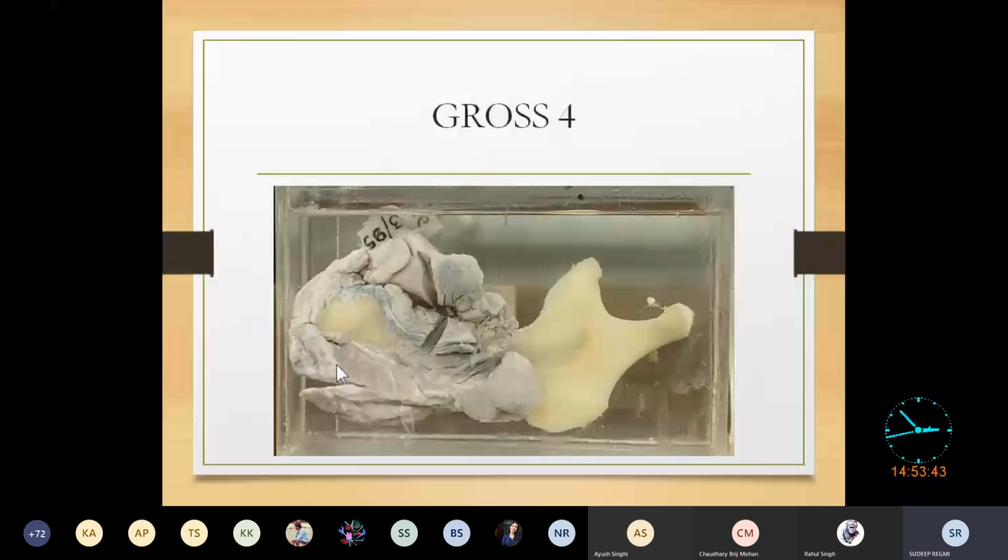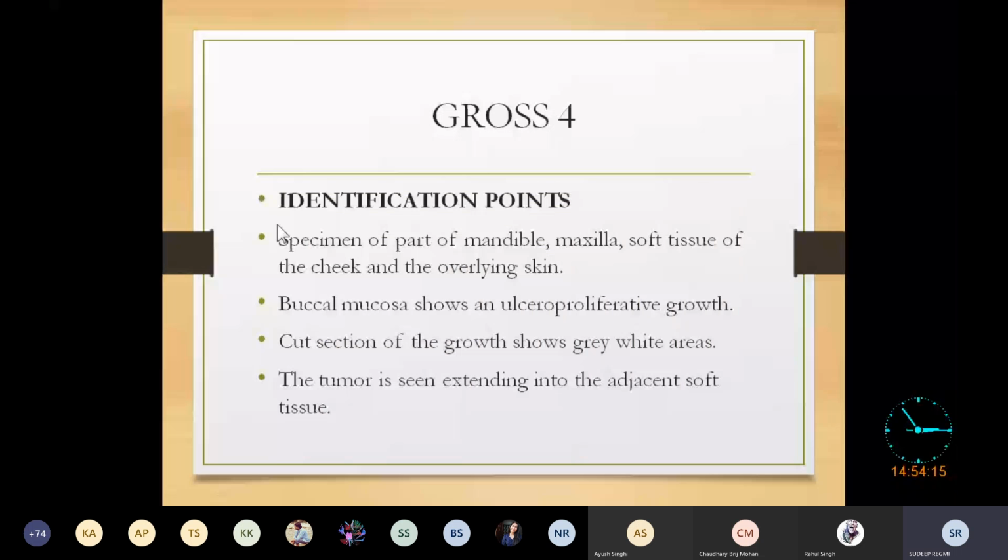Okay. So here you can see the mandible, right? The ramus and part of the mandible, and maxilla. Part of the maxillary bone, and then there is some soft tissue of the cheek, muscles, and there is an irregular mass. Okay, you see the identification points. This is a specimen of part of the mandible, maxilla, soft tissue of the cheek, and the overlying skin. And the buccal mucosa shows an ulcero-proliferative growth.